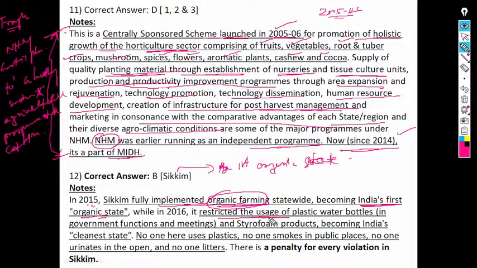It restricted the usage of plastic water bottles in government functions and meetings, and banned styrofoam products, becoming India's cleanest state. No one uses plastics, no one smokes in public spaces, no one urinates in the open or litters. A penalty is imposed for every violation, very strictly.